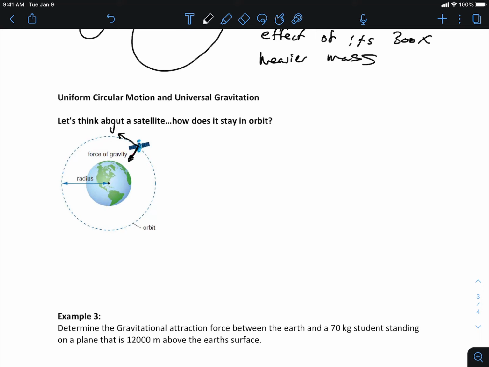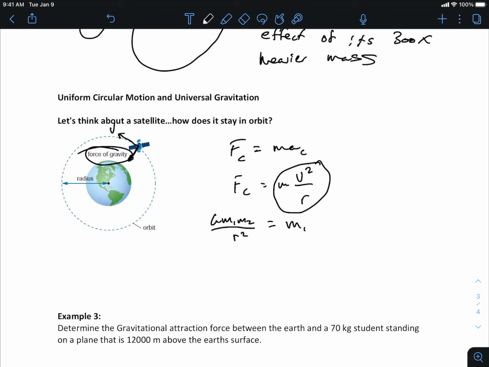So again, we're just going to write the centripetal force. That's going to equal ma, the centripetal acceleration, and we know it's pointing inward. And we learned that the centripetal acceleration was equal to v squared over r. In this case, our centripetal force that's keeping us in circular motion is G m1 m2 over r squared. That has to equal m, and it could be the m of the object that's moving, so we'll label that m1.